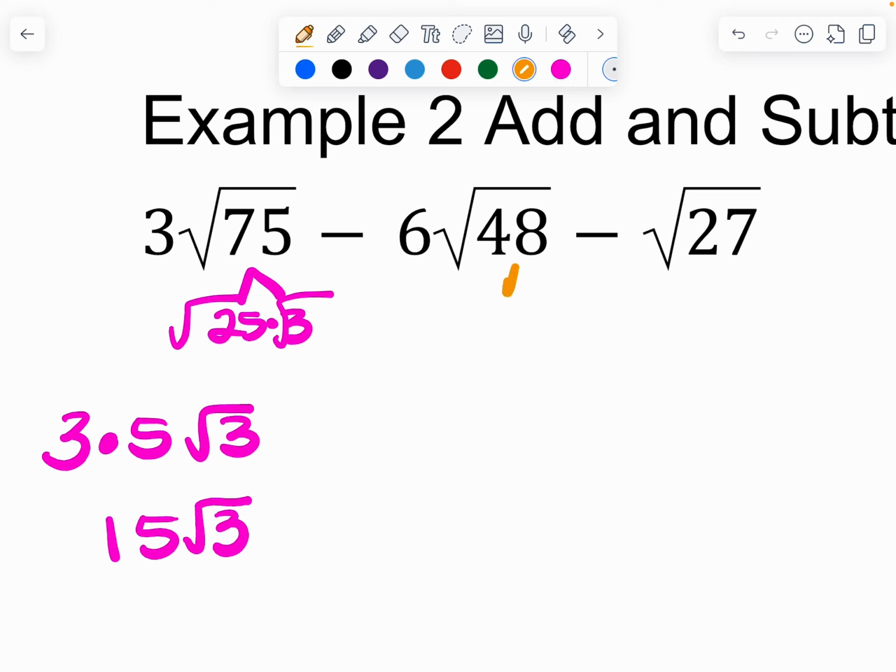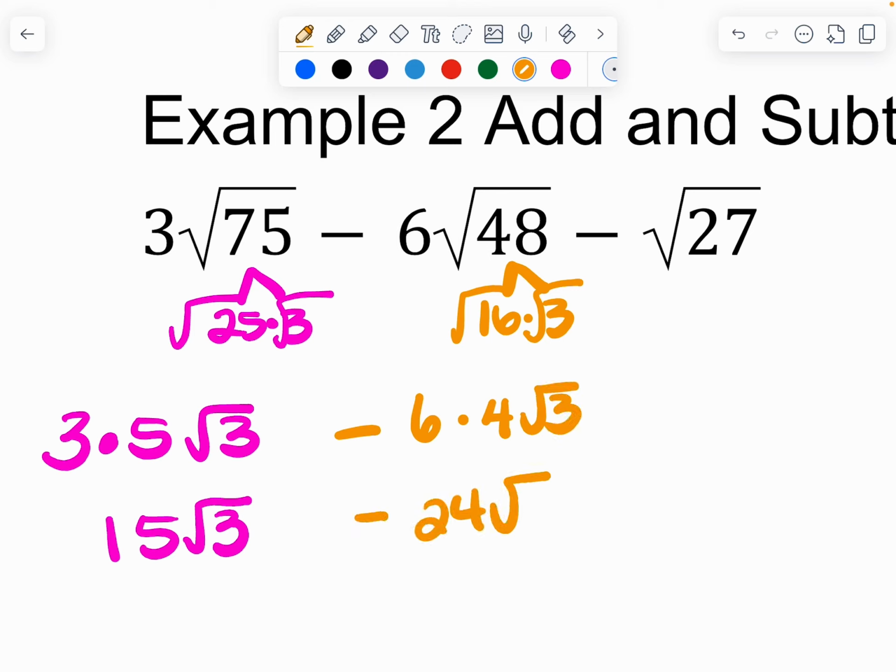This next one, 16 times 3. So the square root of each one of these. So 6 times, oh, there's a minus sign. 6 times 4, radical 3. So it's going to get me negative 24 radical 3. And last but certainly not least, there's a minus sign. This is 9 times 3. So 3 radical 3.